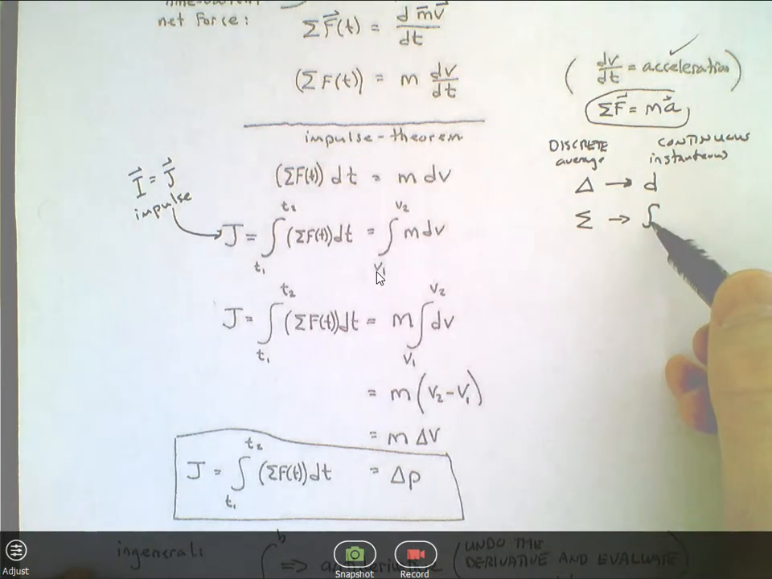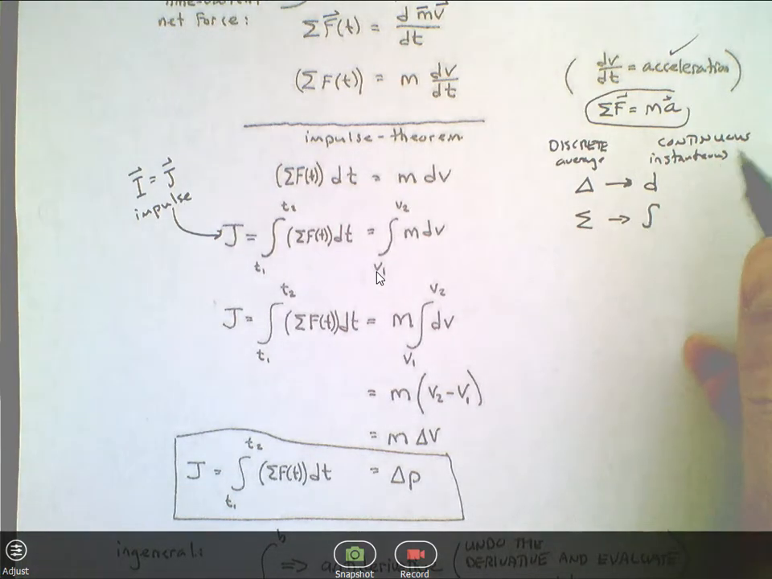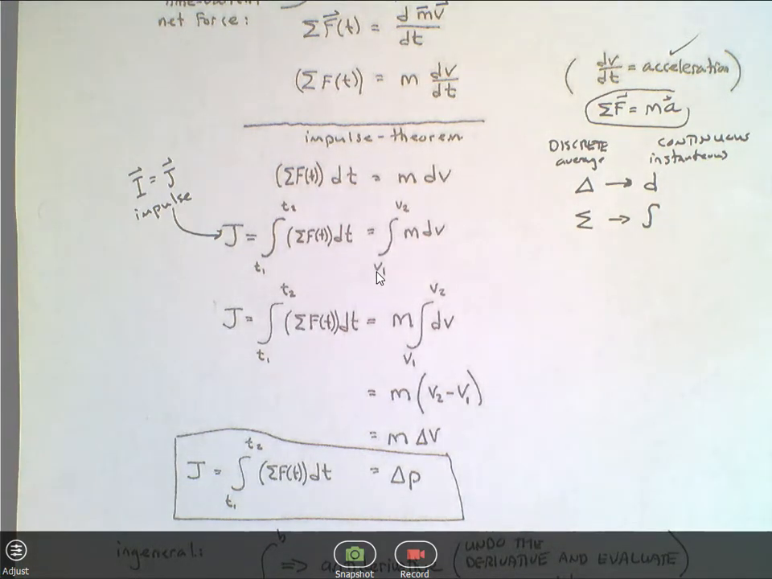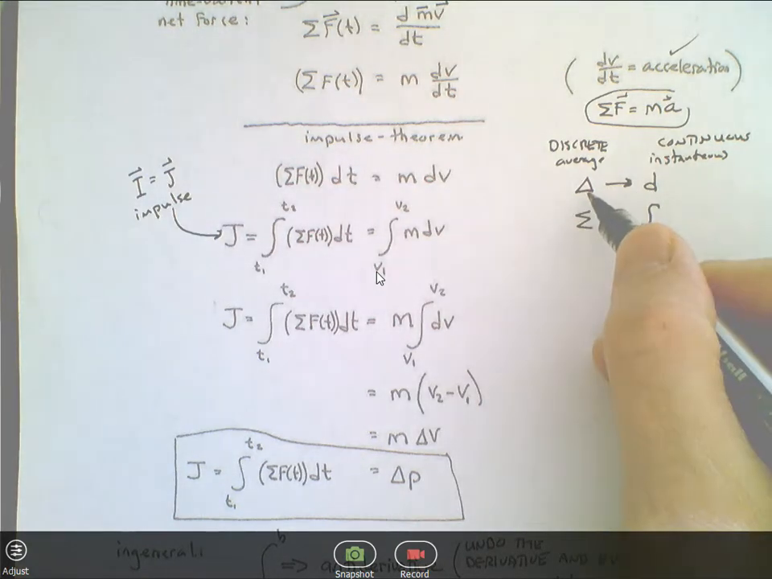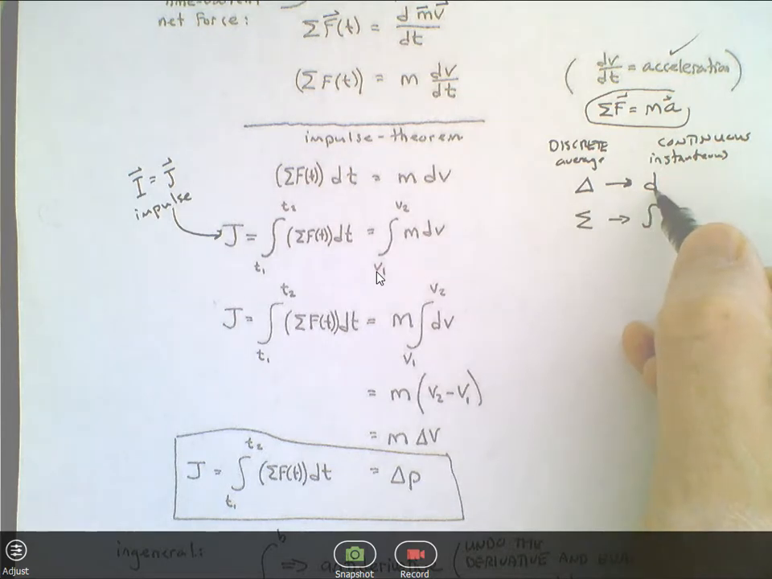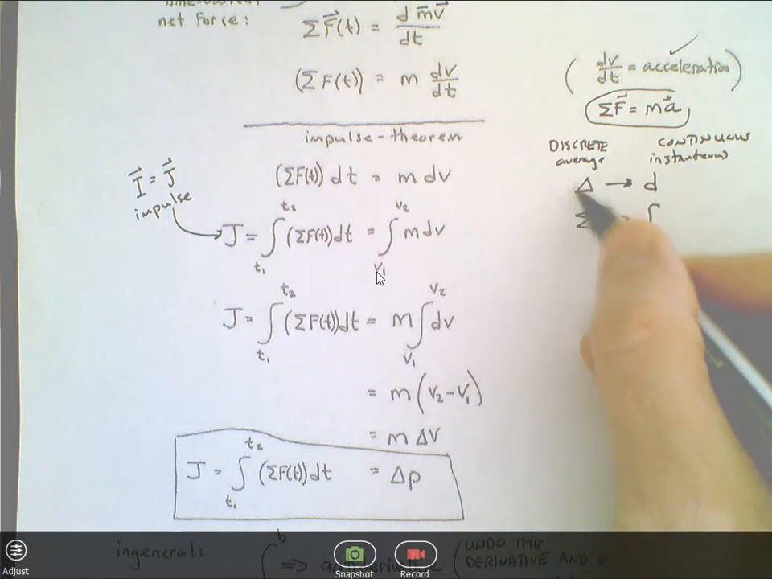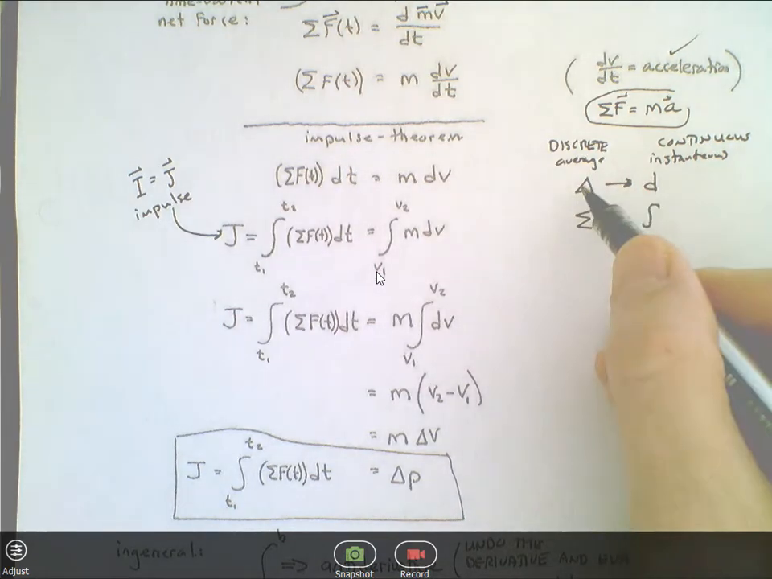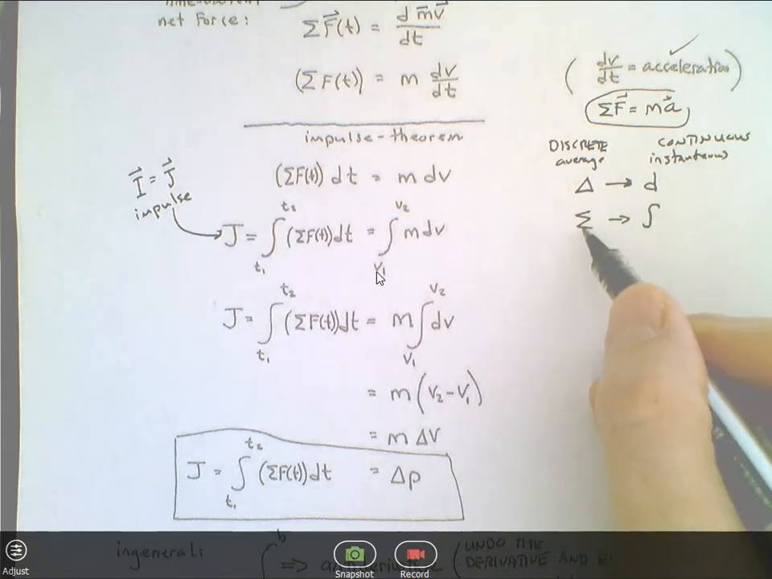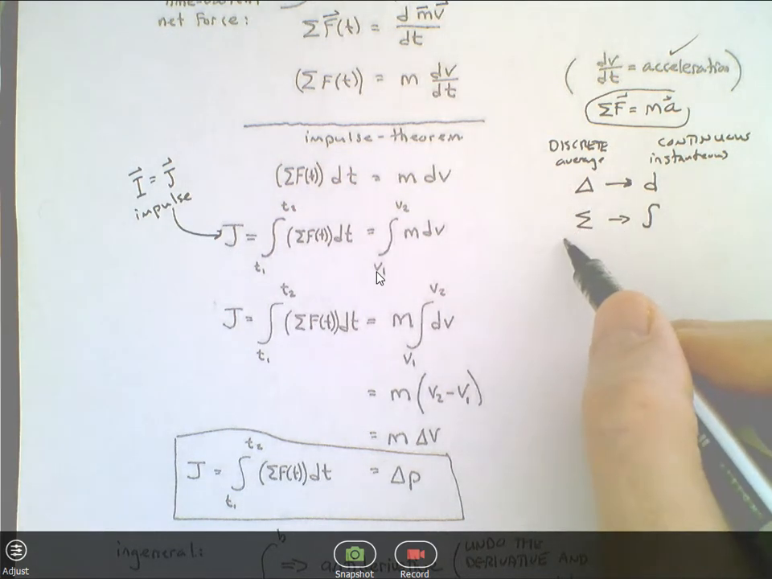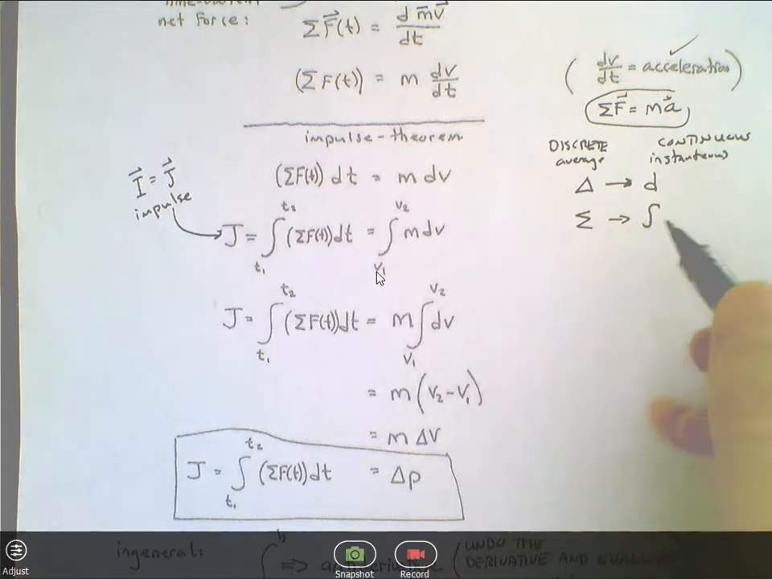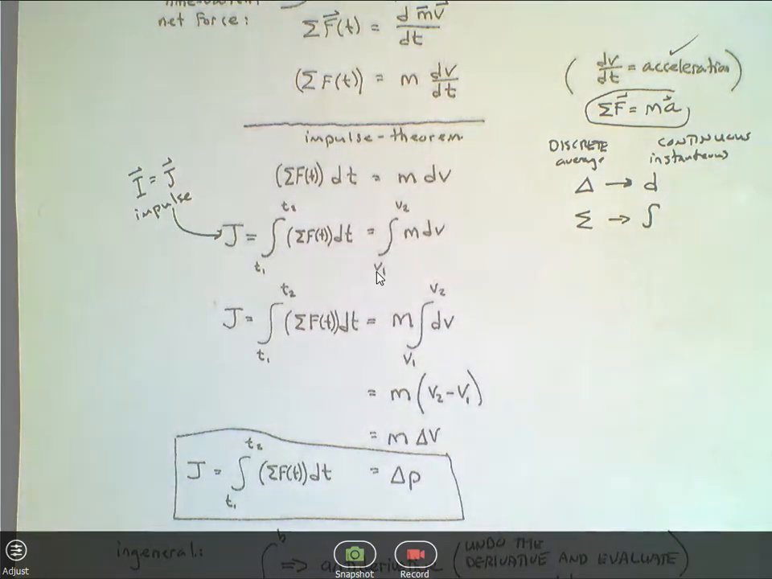An integral is also a summation for a continuous curve. I'm going to say it again. Delta is the change. D is also the change. Average change, instantaneous change, discrete, continuous. Sigma is the addition or summation, hence why it's an S for sigma. The integral is the continuous version of an addition, of summation, of adding.